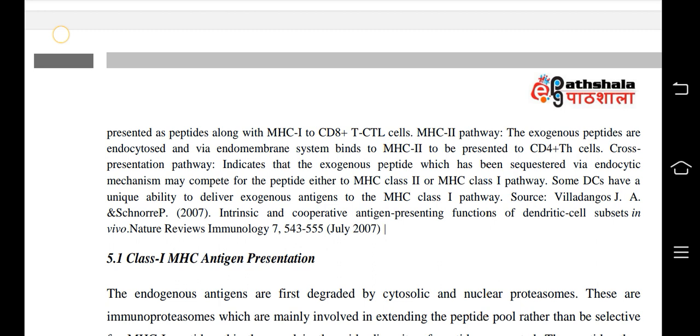Class 1 MHC antigen presentation. The endogenous antigens are first degraded by cytosolic and nuclear proteasomes. These are immunoproteasomes, which are mainly involved in extending the peptide pool rather than being selective for MHC1 peptides. This explains the wide diversity of peptides presented. The peptides thus formed are transported via the transporter associated with antigen presentation.